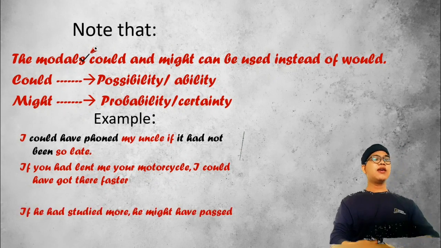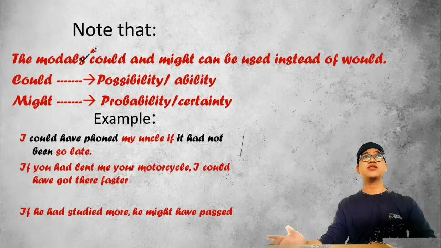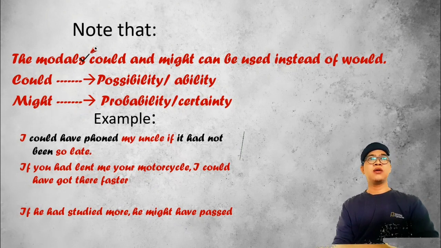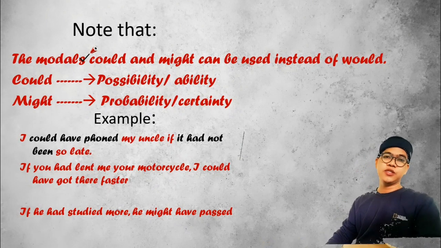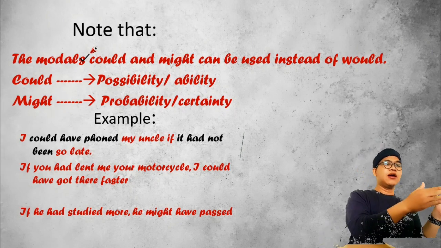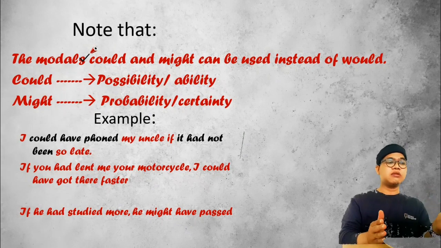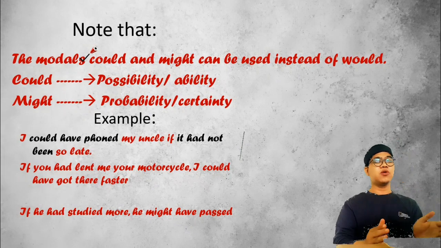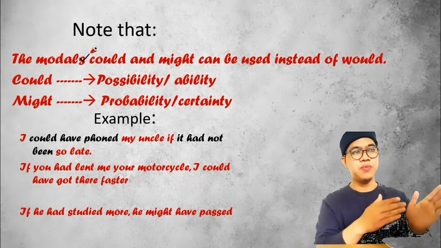Next. If he had studied more, he might have passed. This is about might. It's about probability. He might have passed: a certainty of maybe 60% to 70%, or 30% to 70%. It's just probability. It doesn't make sure that if he had studied more, he would have passed. There's also a possibility that if he had studied more, he still couldn't pass the exam. So it's just about probability and certainty.